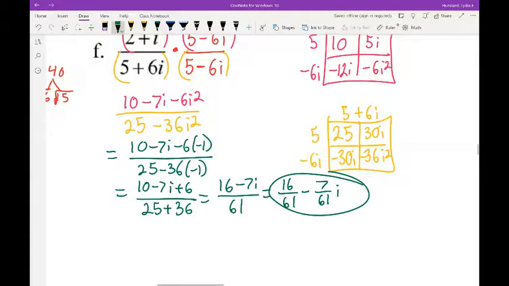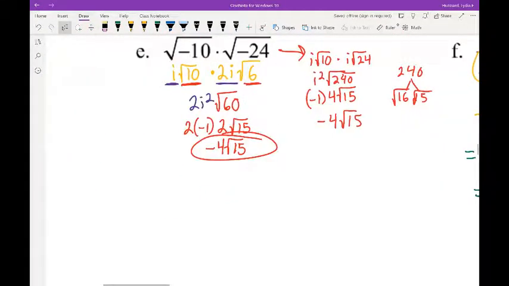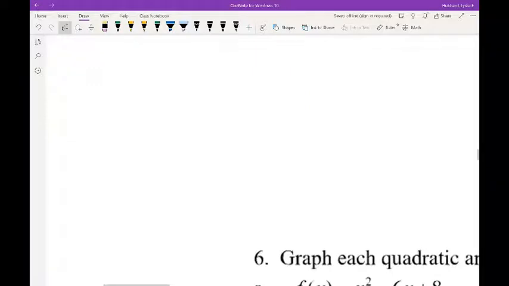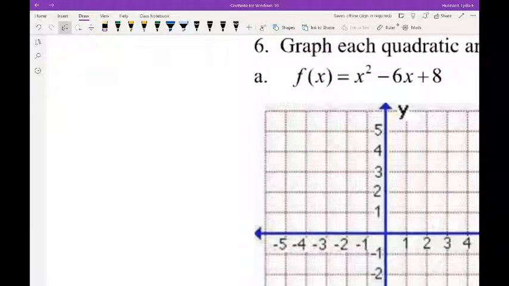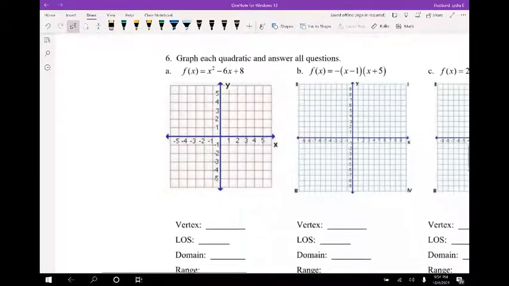Okay. And that should finish us out for the non-graphing portion of the non-calculator section. So now we would move on to graphing. Okay, and now on to graphing.